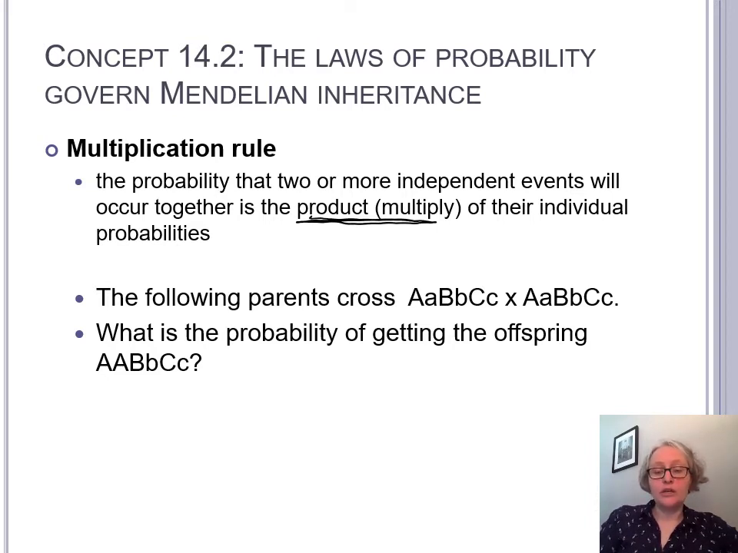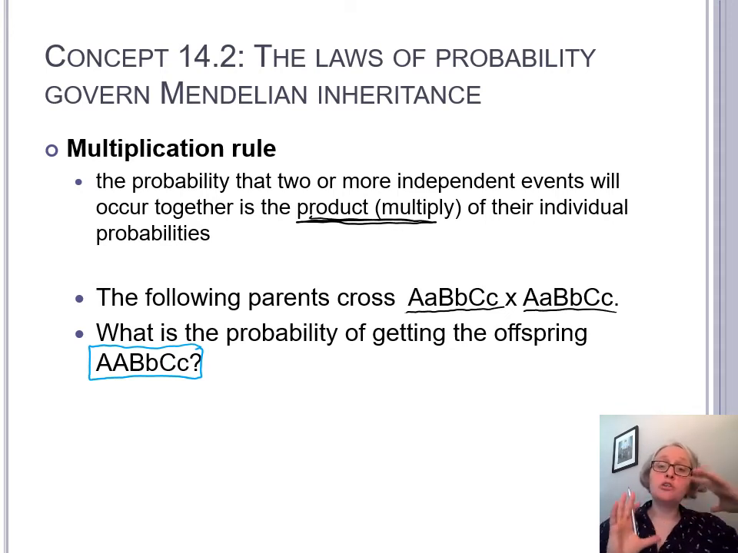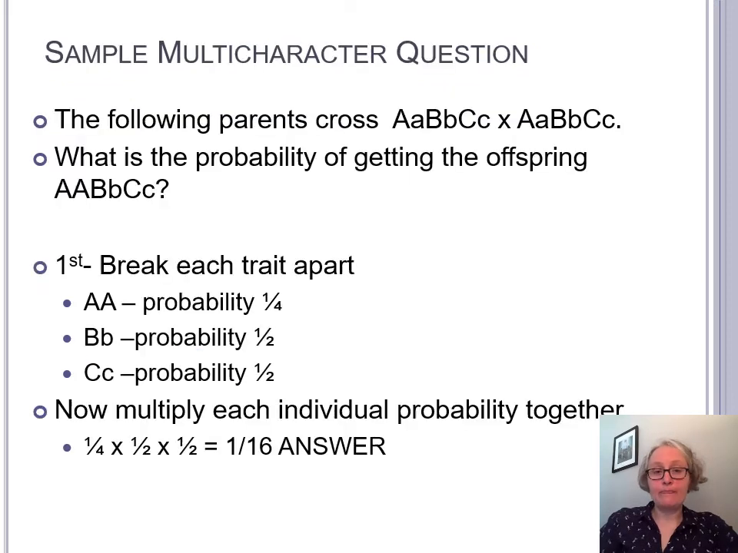What we do is we will give you some parents. So here's a parent, big A, big B, big C, little c, crosses with another heterozygous A, heterozygous B, heterozygous C individual. And we ask you, what is the probability of getting a very particular child? Although we could set up a Punnett square, it's going to be such a large Punnett square that it's going to be almost impossible to solve. A much quicker way to solve this is to use this multiplication rule. Let's do that on the next slide.